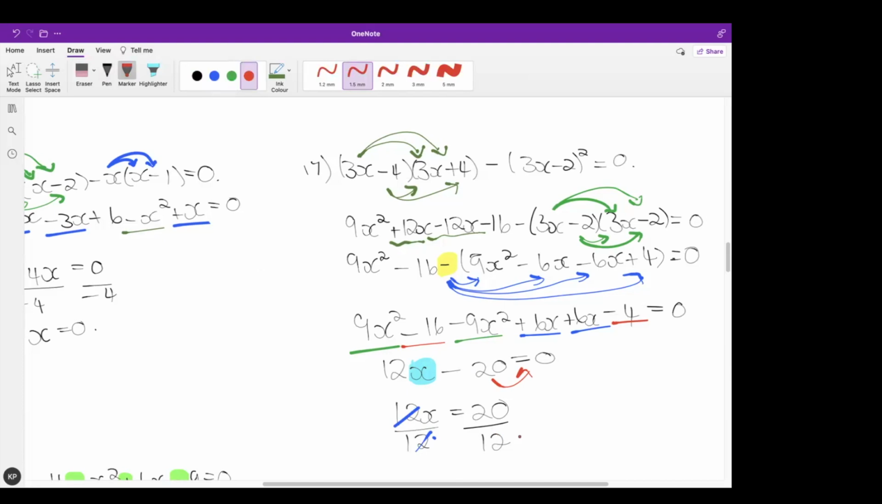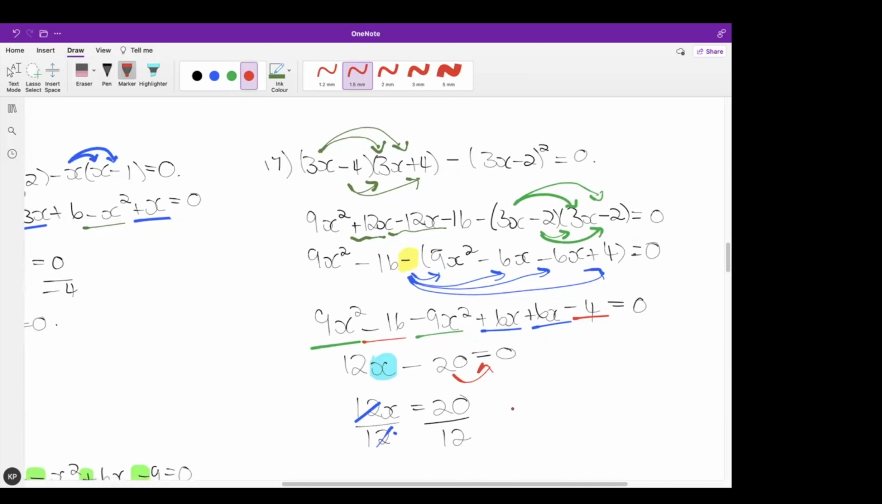And here we need to look for a highest common factor. What's the highest common factor between 20 and 12? Between 20 and 12, what's my highest common factor? 4. So then it goes into 12 3 times and into 20 5 times. Therefore, x is equal to 5/3 or 1 2/3.